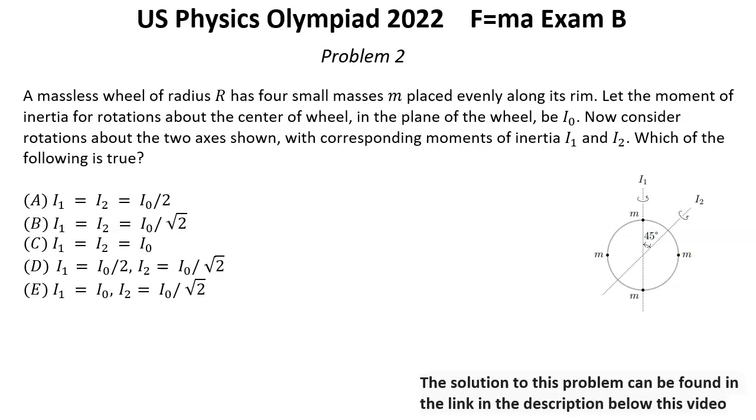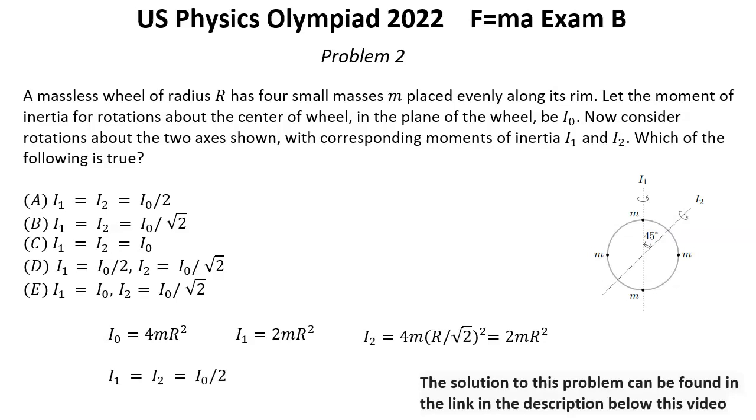Solution for problem number 2. By definition of moment of inertia, we have I0 equal 4 times mr squared, I1 equal 2 times mr squared, I2 equal 4 times mr squared over square root of 2 squared, which is 2 times mr squared. It means that we have I1 equal I2 equal I0 over 2. That's answer A, and that was solution for problem number 2.